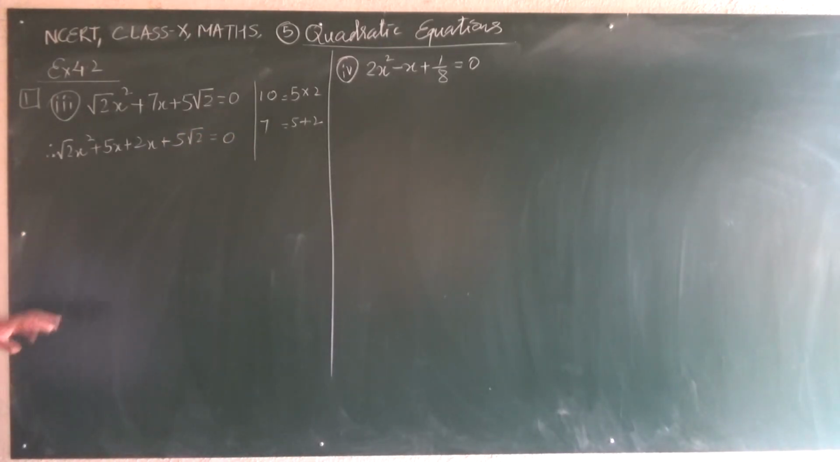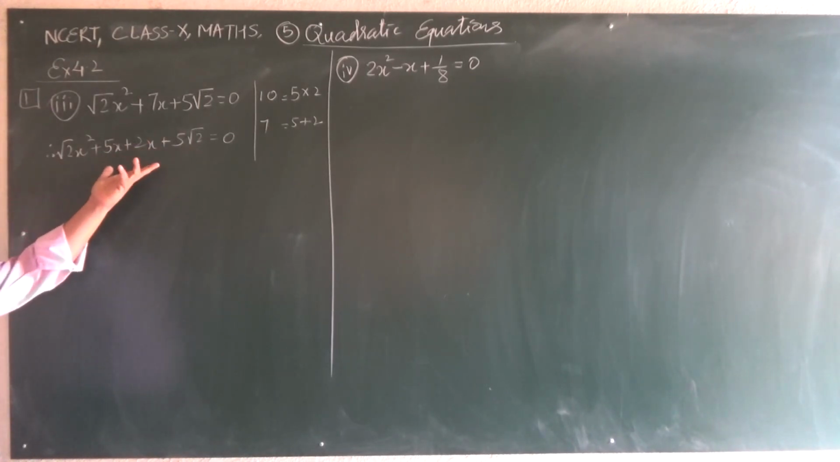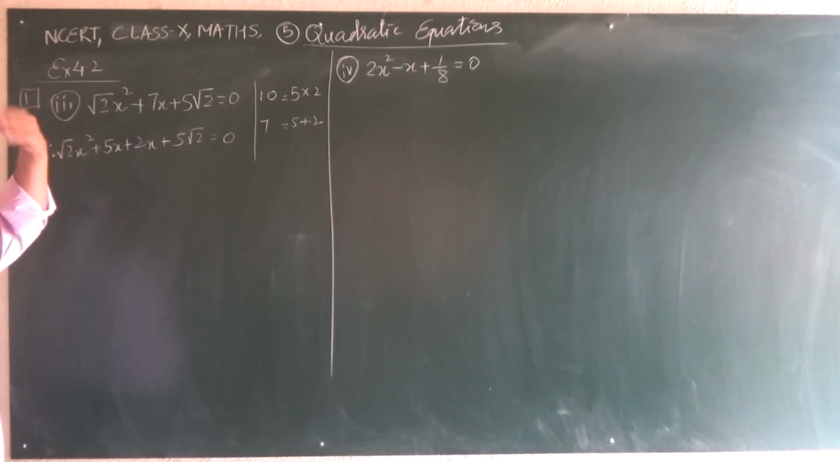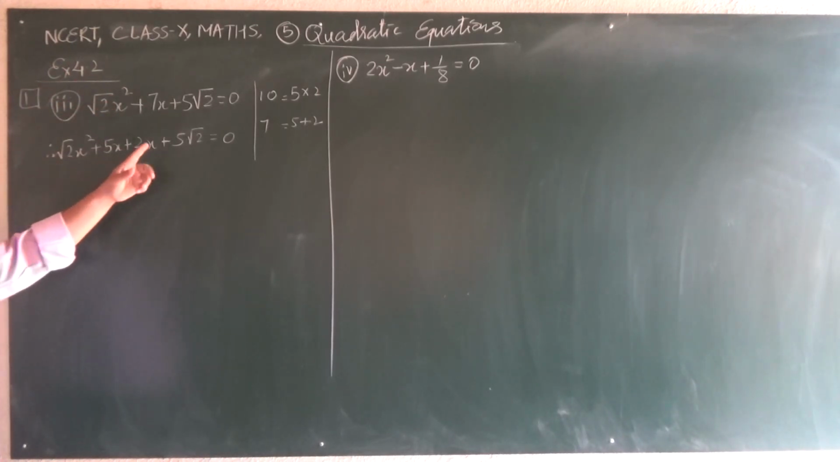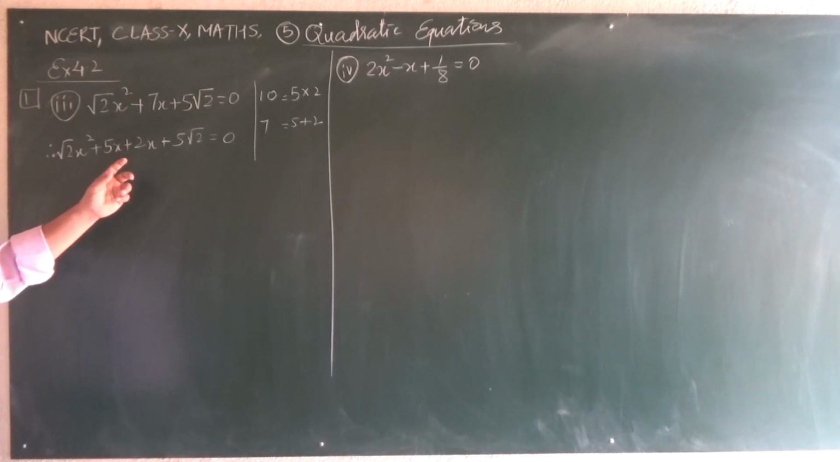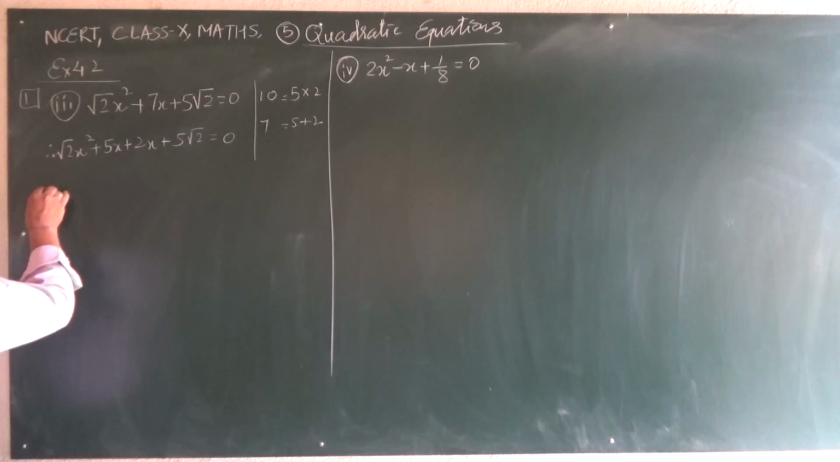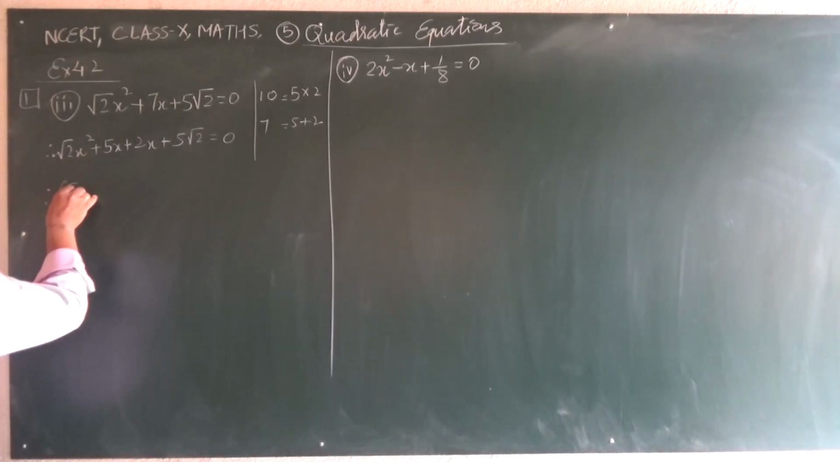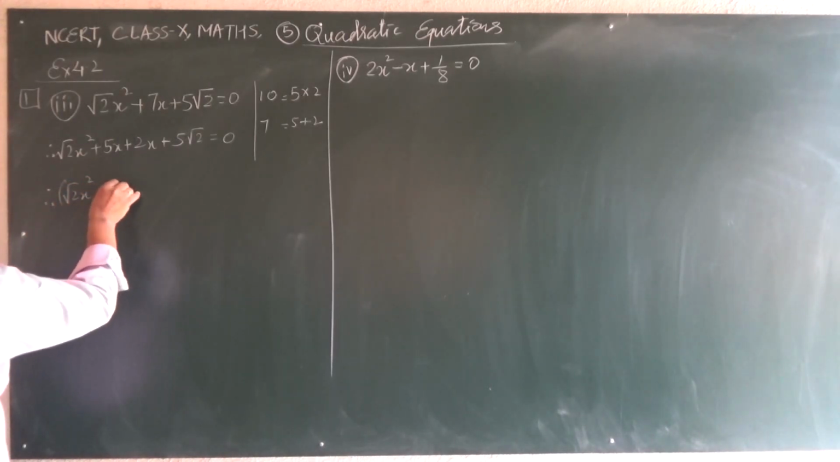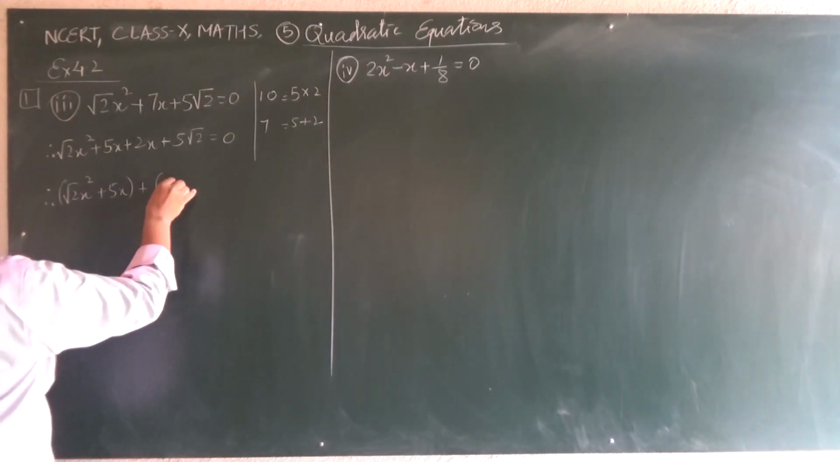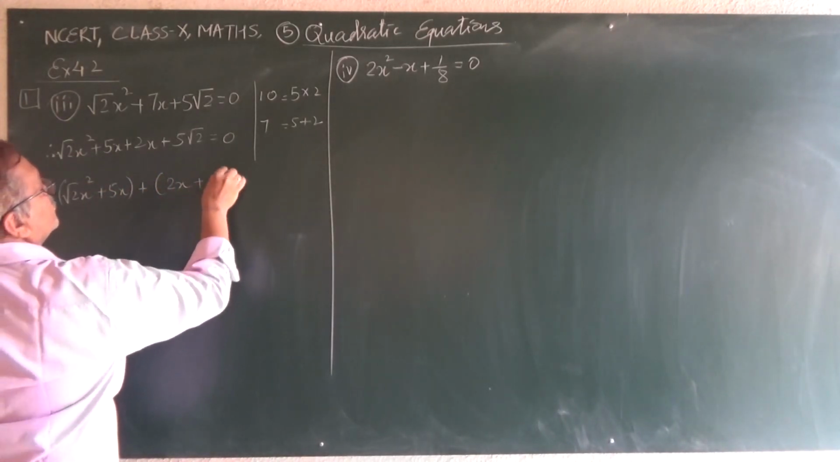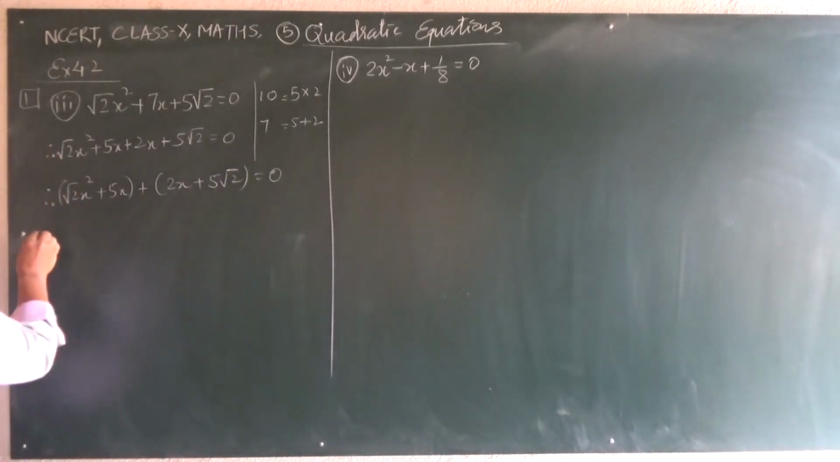Now, if you take here what is common? Here x is common, then inside you will have root 2x plus 5. Here we cannot say anything, so you have to write such that you should have root 2x plus 5 common on this side. So let us see how to do this. Take this in bracket. Root 2x square plus 5x plus 2x plus 5 root 2 is equal to 0.